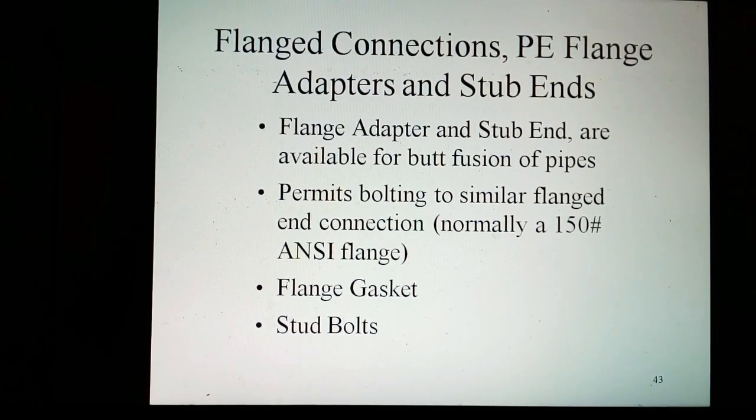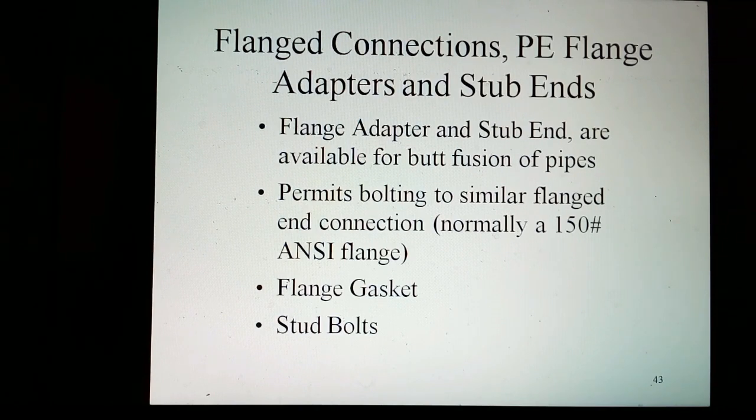For flange connections, PE flange adapters and stub ends are used. When joining to metal or to certain other pipe materials, or if a pipe section capable of this assembly is required, PE flange adapters are available. The flange adapter and its shorter version, the stub end, are designed so that one end is sized the same as the PE pipe for fusion to it.